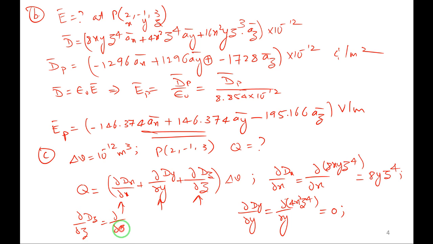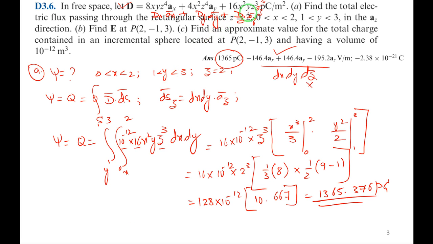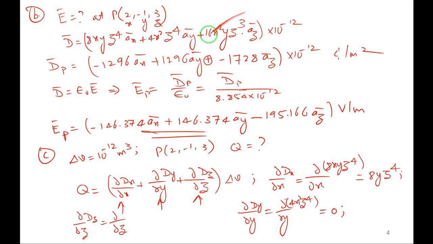Then coming to the third term, ∂Dz/∂z. What is Dz? That is 16x squared yz cubed. We differentiate with respect to z. 16x squared y is constant, and differentiation of z cubed is 3z squared. So 16 into 3 is 48, giving 48x squared y z squared. The 10 power minus 12 of pico I should not leave, so 10 power minus 12 will come here.